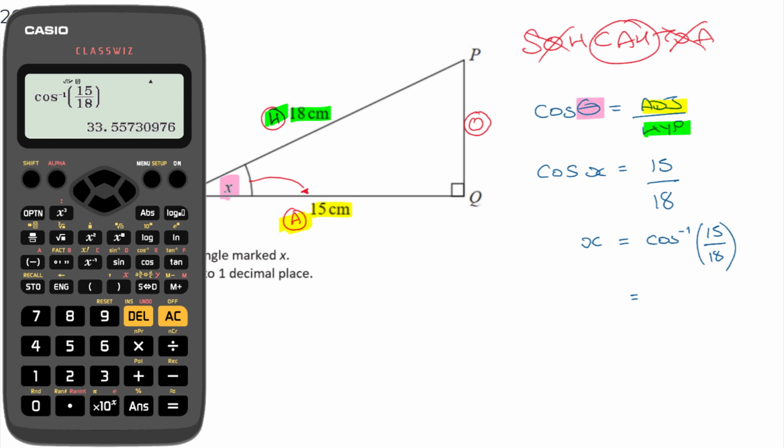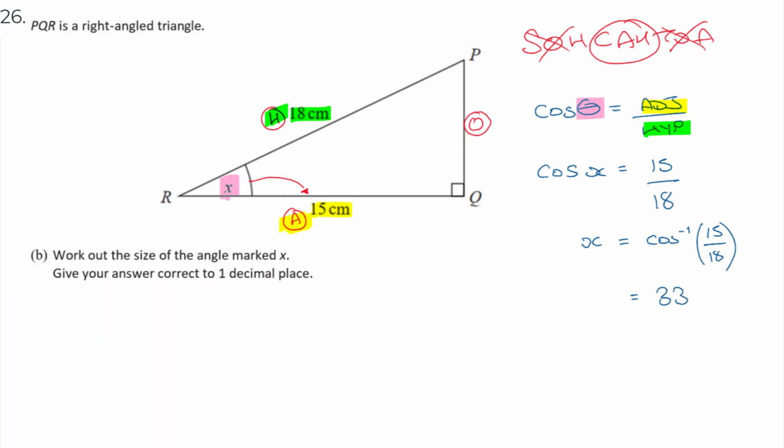And then that comes out to be 33.55 and change, which to one decimal place I'm going to round up to 33.6. This is an angle, isn't it? So it's going to be degrees. 33.6 degrees to 1 dp.